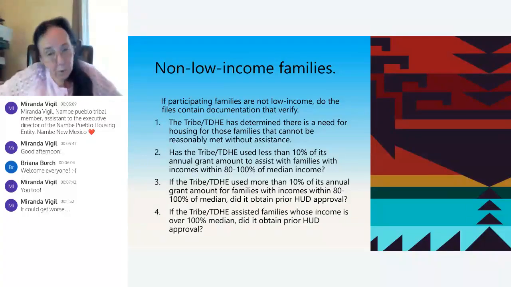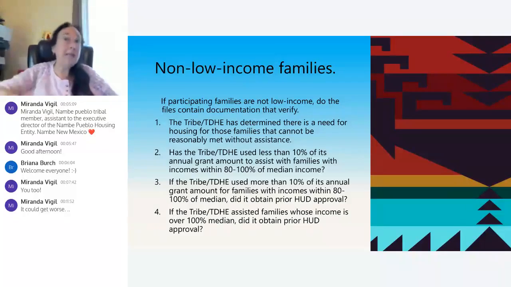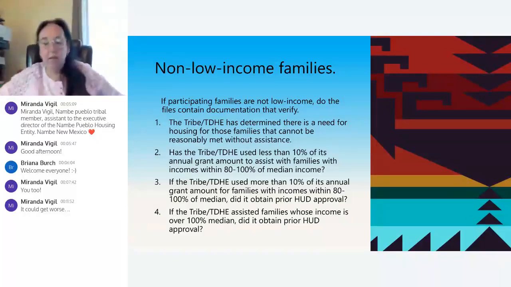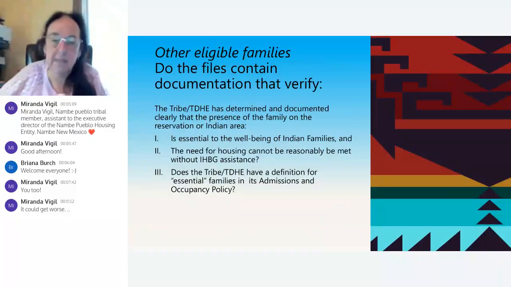If they used more than 10% of the annual grant amount, did they obtain HUD approval? If you assisted families whose income is over 100%, did you obtain prior HUD approval in writing? Okay, so they don't count for your 10% authority if they were low income when they came into your program and their income increased while they were there. But if you let them in and they weren't low income, then it does.